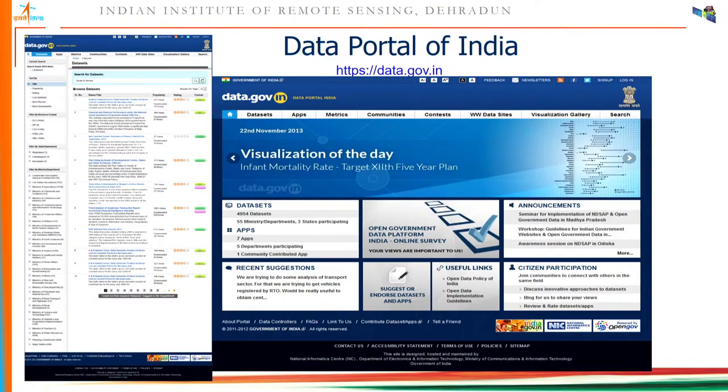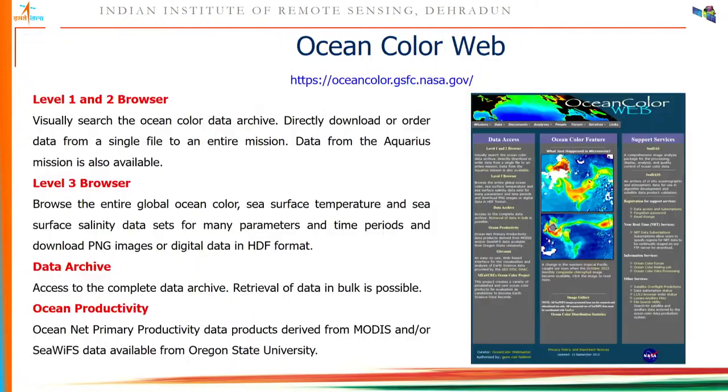This is another website called the Data Portal of India, data.gov.in. In this website, satellite data are not available, but data from other data providers in the country, whether it's a map, spatial data, or non-spatial data, you can explore.